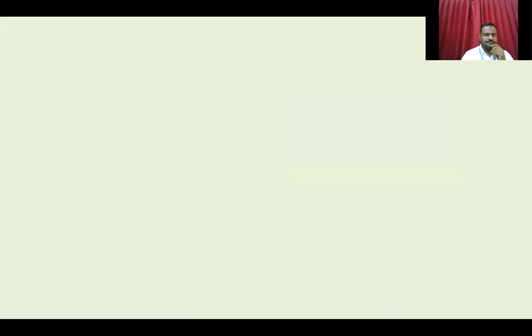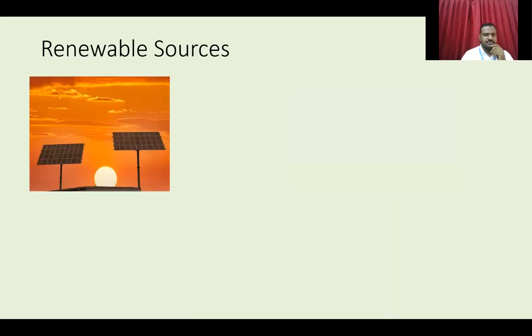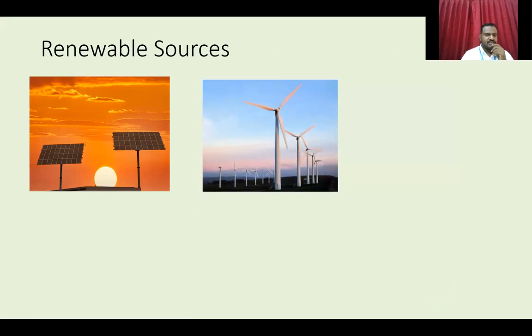Whereas, coming to the renewable sources of energy, the examples are solar power, which means the power extracted from the sun rays. Wind energy is also a form of solar energy. We can say that. How it is a part of solar energy will be dealt separately in the upcoming lectures.